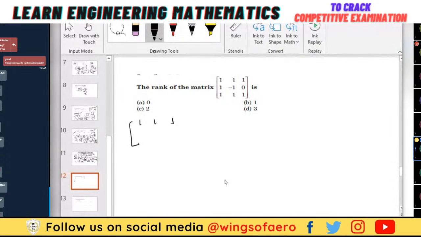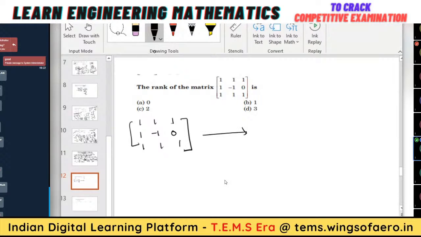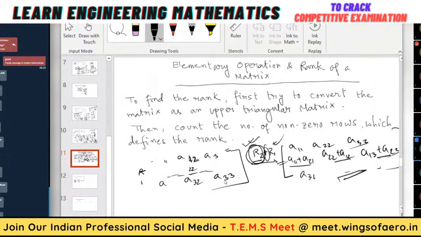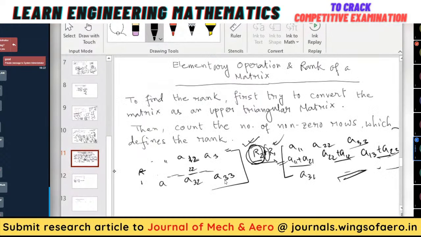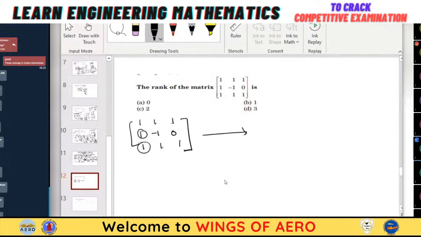The matrix is 1, 1, 1; 1, minus 1, 0; 1, 1, 1. So make this 1 and this 1 zero, that is your first target. How can you do this? As I have explained, if I want to change something, that should be written in the first case. You don't need to write it because this is an MCQ type of question, so whatever you write, nobody will watch. Always remember your operations will be perfect and nothing else.